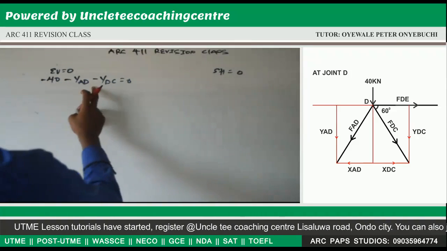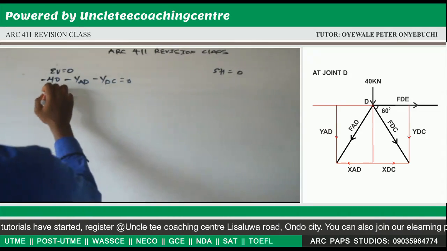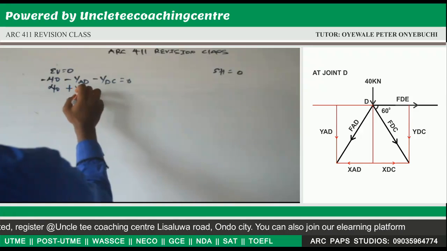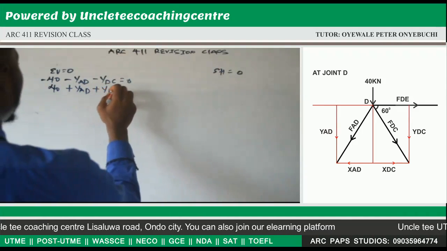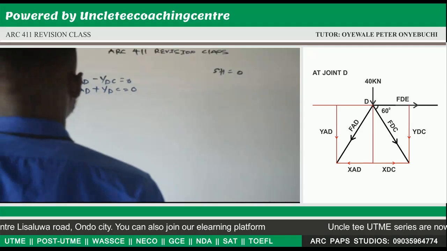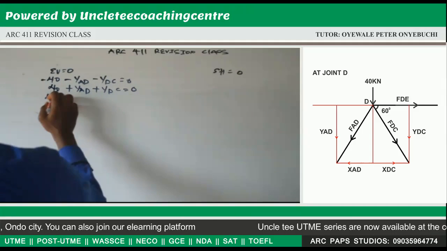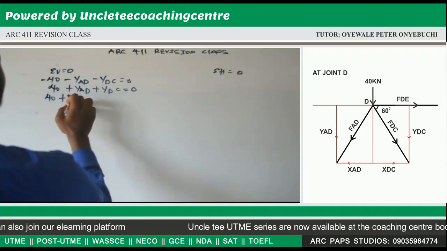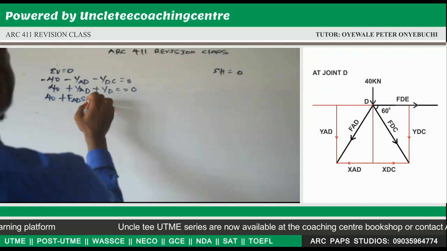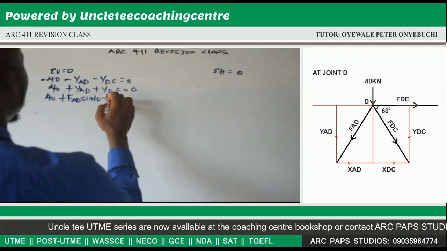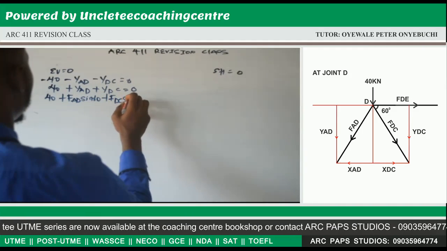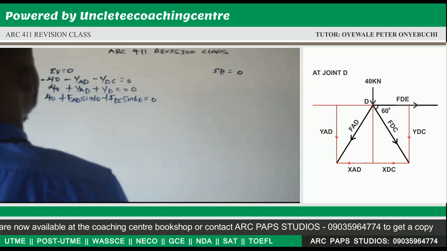Now minus 40 minus YAD, multiply through by minus 1. This will be 40 plus YAD plus YDC is equal to 0. Now let's resolve. 40 plus YAD, which is FAD sine 60, plus YDC, which is FDC sine 60, is equal to 0.